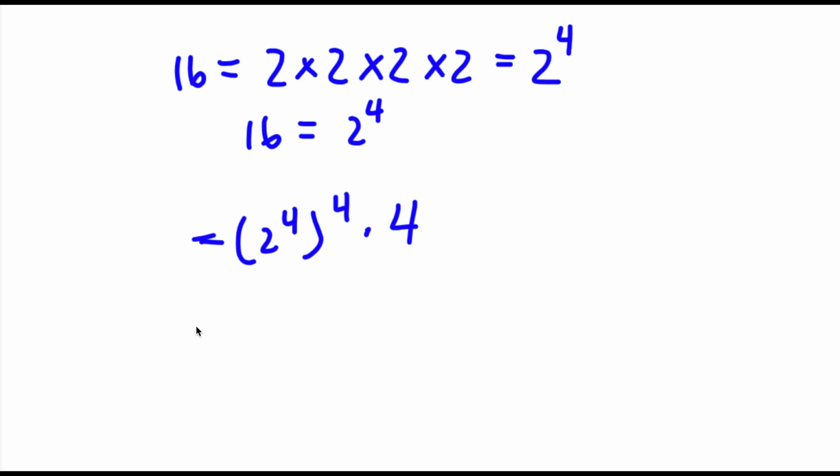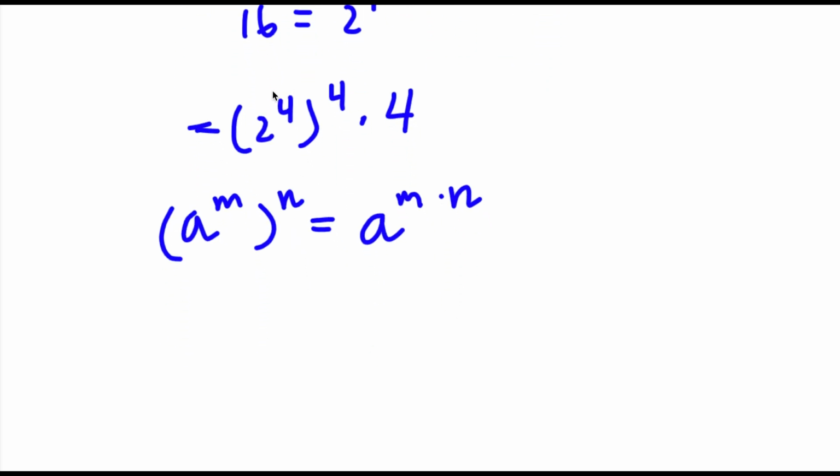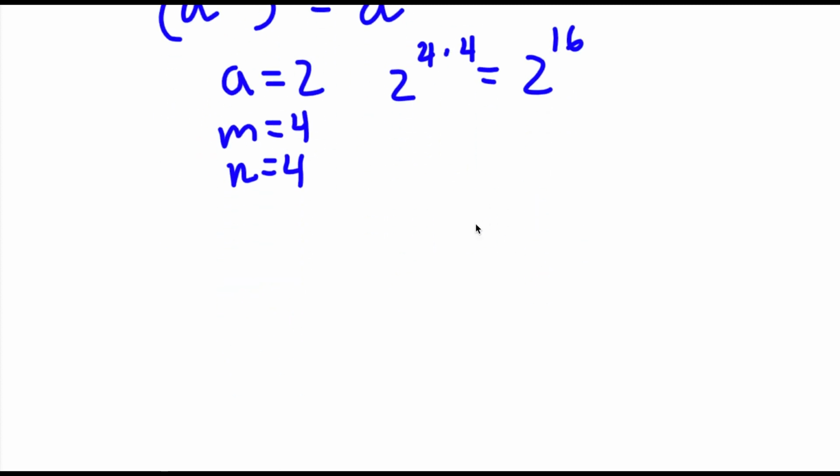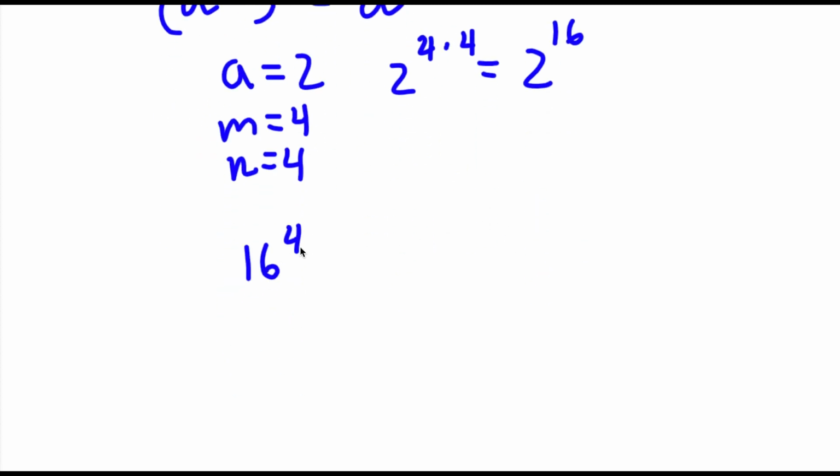Now, if I have something in the form a to the power of m to the power of n, this is equal to a to the power of m times n. So 2 to the power 4 to the power 4 here, we can think of a as 2, m as 4, and n as 4 as well. So this would equal a to the power of m times n. So in this case, 2 to the power of m, 4, times n, 4. Now 4 times 4 is 16, so now I have 2 to the power of 16. Meaning, 16 to the power of 4 is the same thing as 2 to the power of 16.